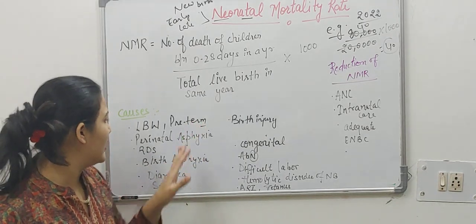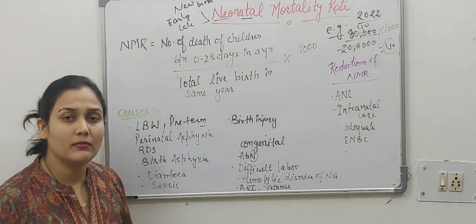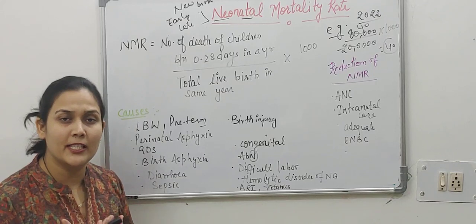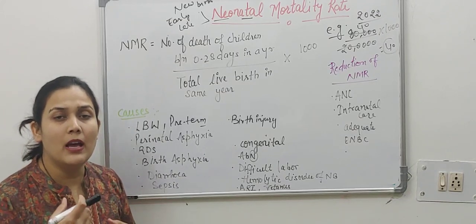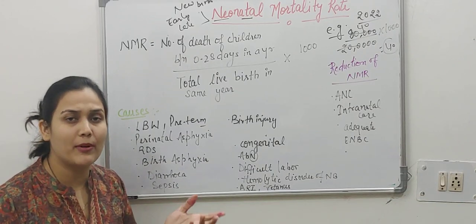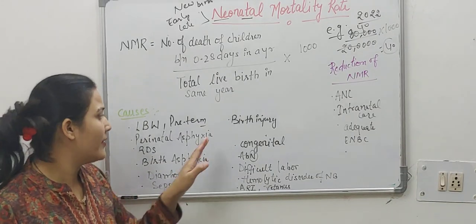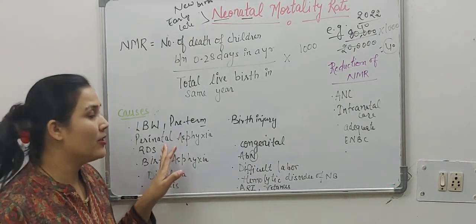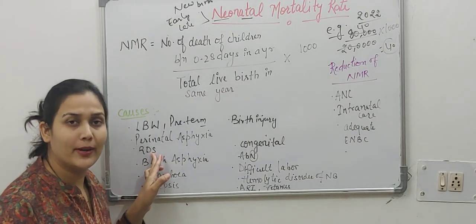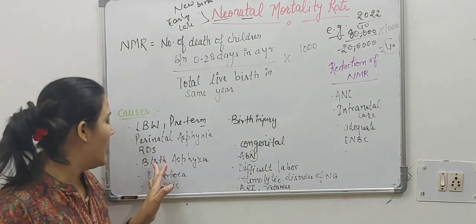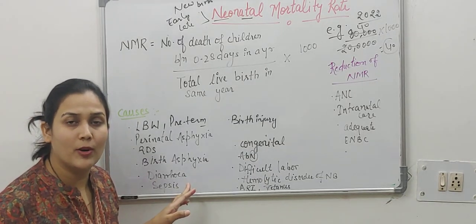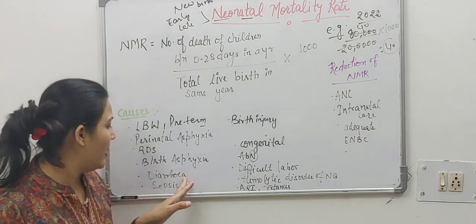Perinatal asphyxia: when the baby is inside the uterus of the mother, there is asphyxia, lack of oxygen due to some cord complication or mother complication. The mother may have a history of hypertension, diabetes or some other history that may lead to complications for the newborn. So that may lead to neonatal mortality. RDS after birth, that is respiratory distress syndrome, birth asphyxia, diarrhea. Diarrhea is a leading cause of death because of dehydration, the babies may die.